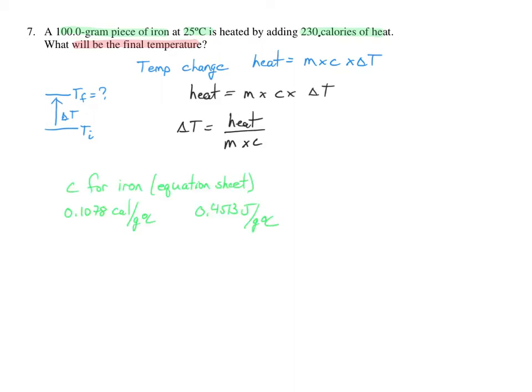All right, we're doing a heat problem involving a temperature change. So the heat is equal to mass times specific heat times delta T. Delta T is therefore heat divided by mass and specific heat.